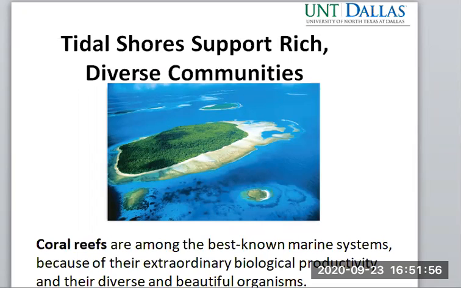Coral reefs are among the best known marine systems because of their extraordinary biological community and their diverse and beautiful organisms. What are reefs? Reefs are colonies of minute colonial animals. We call those coral polyps, and they live symbiotically with photosynthetic algae. These calcium-rich coral skeletons shelter the algae, and algae nourish the coral animals. That means both the algae and the coral benefit. That's why they live in a symbiotic relation.